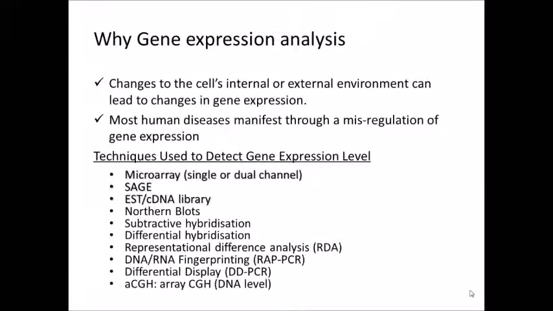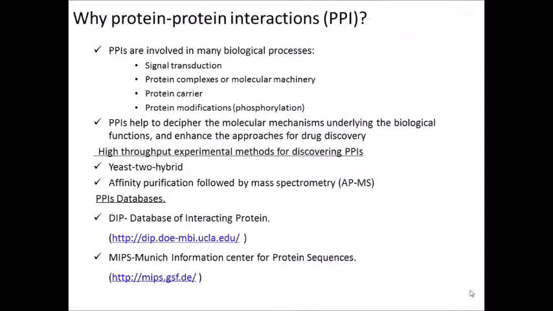Gene expression analysis is gaining importance because any change in the cell's internal or external environment can lead to changes in gene expression. Most human diseases manifest through a misregulation of gene expression. Here is a list of the techniques which are used to detect gene expression levels. Out of all these, microarrays, SAGE, and cDNA libraries are the high-throughput techniques used to estimate gene expression levels.